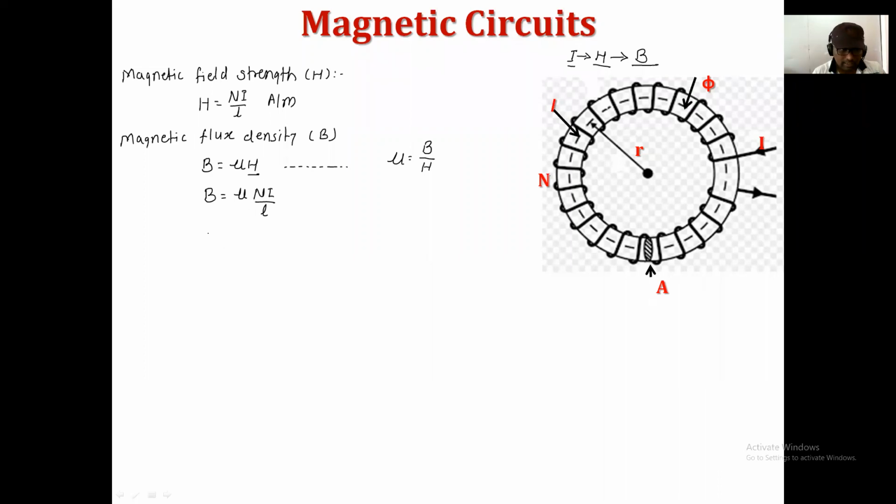Another thing is that, as we know, B is equal to, this mu is nothing but mu 0 mu r Ni upon L, and the support is, again we discussed that formula when we discussed the permeability concept, that is nothing but mu is equal to mu 0 into mu r. This is the support here.